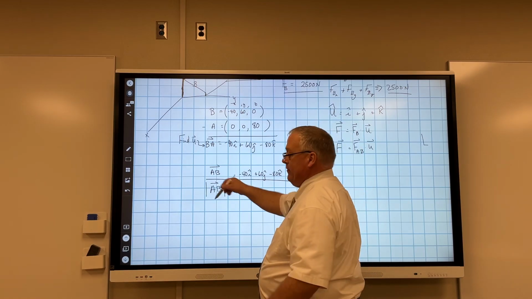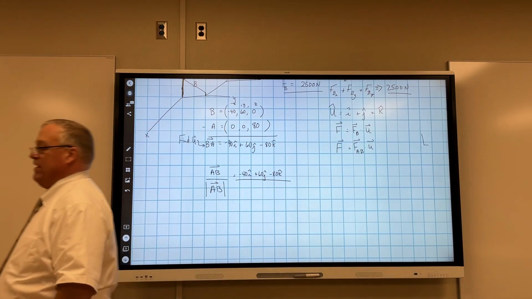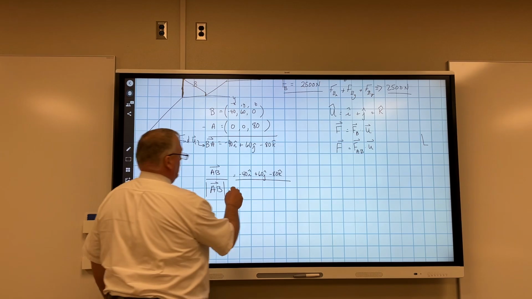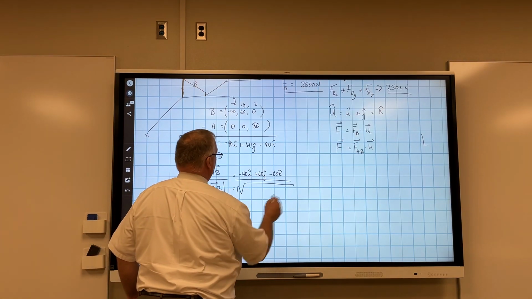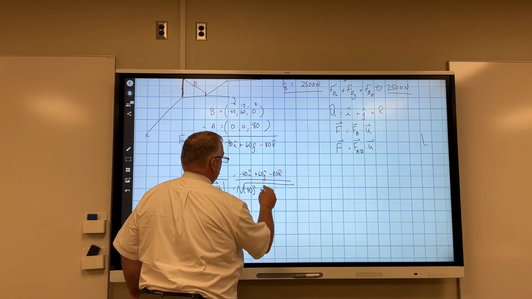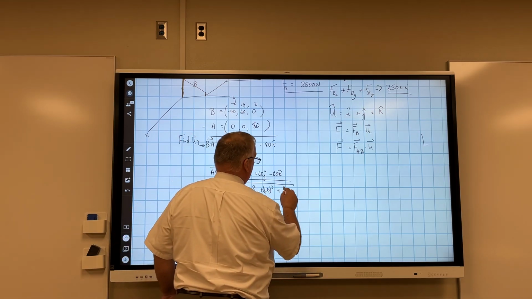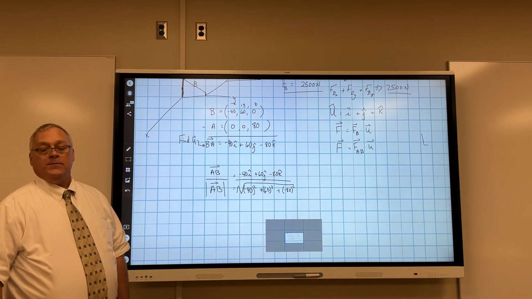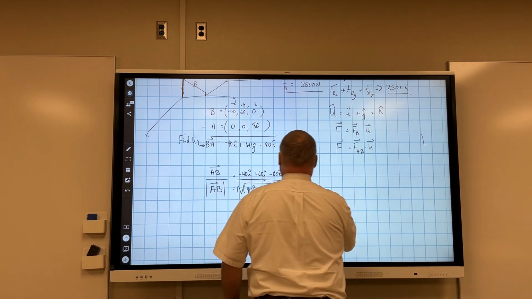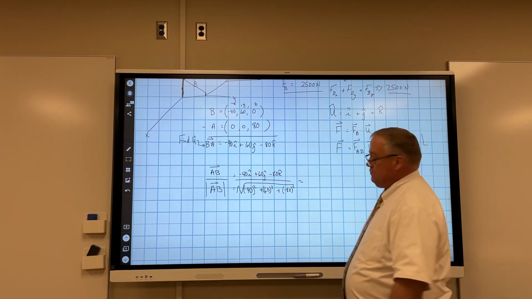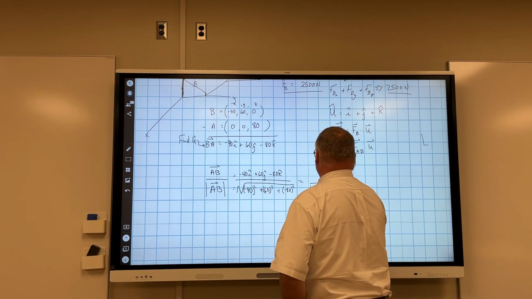I divide by the magnitude. How can I find the magnitude of the vector? That's the easiest question. Do the square root of all those squares. So this would be equal to the square root of negative 40 squared plus 60 squared plus a negative 80 squared. Okay? Which is equal to what? The bottom is equal to 107.7.